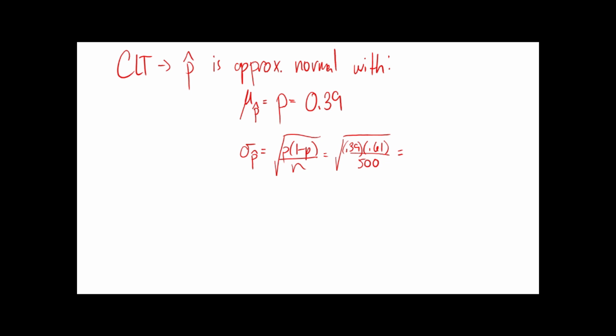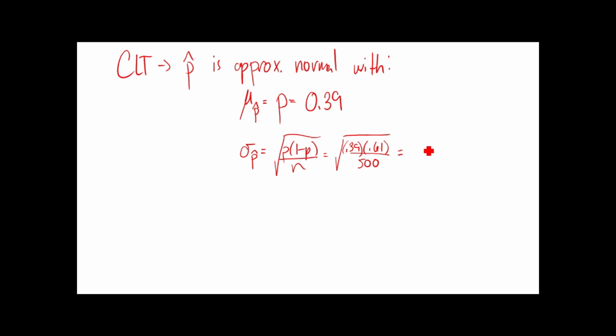All right. What's that? 0.61, because that's 1 minus 0.39. Right, it's the complement, since it says a proportion. And what do we get? I got 0.02. How many decimals? Let's do 3 decimals: 0.022. Let's do 4 decimals: 0.0218.